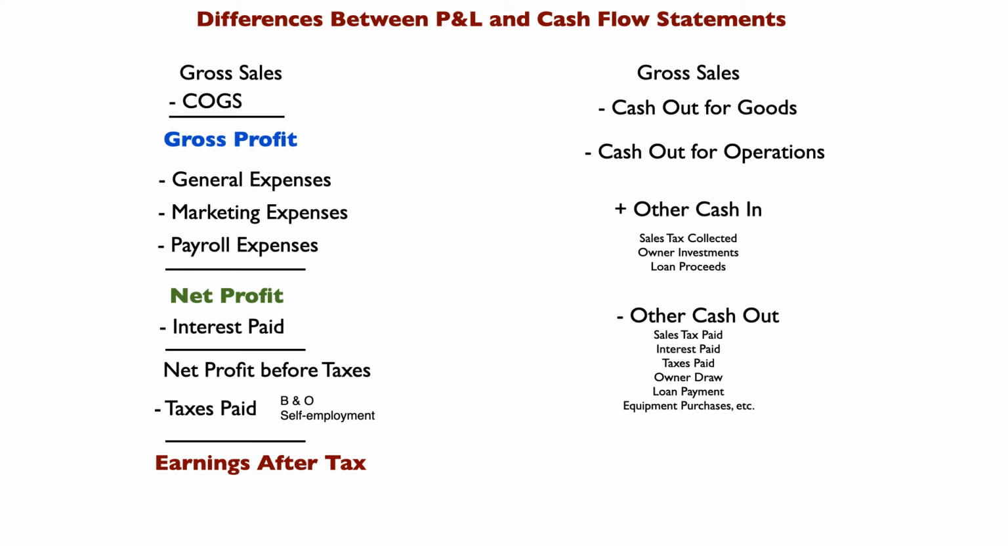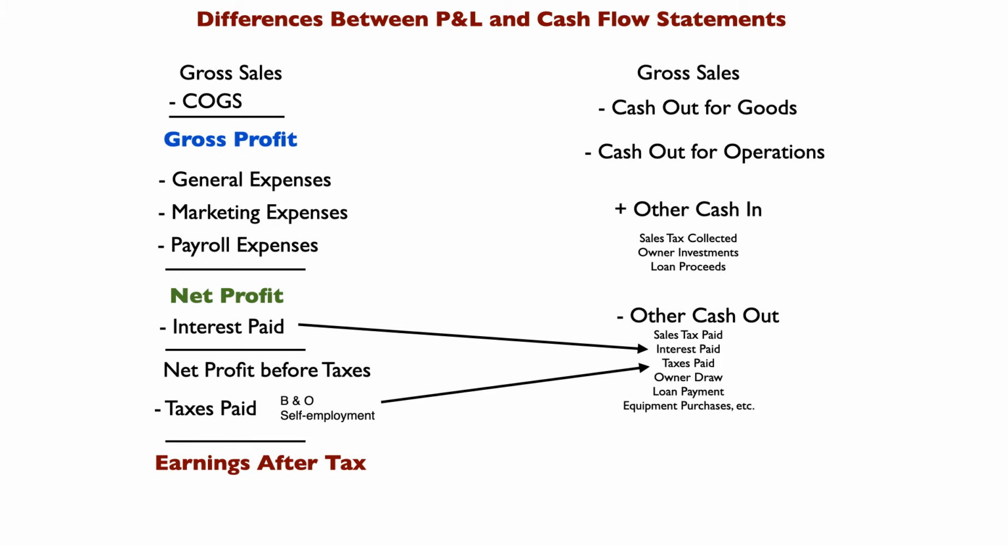Then we have a generic bucket that captures any other money going out other than the cash out for operating your business. Any other cash out could include the sales tax paid in the month that you pay it, any interest paid, any taxes paid, the owner draw that you might have taken, your loan payments. Remember, the profit and loss statement doesn't show loan payments. A cash flow statement does show it. Also, any equipment you might have purchased through the year shows here. Any other cash going out is shown there. And for taxes, that's where we bring certain numbers over from the profit and loss.